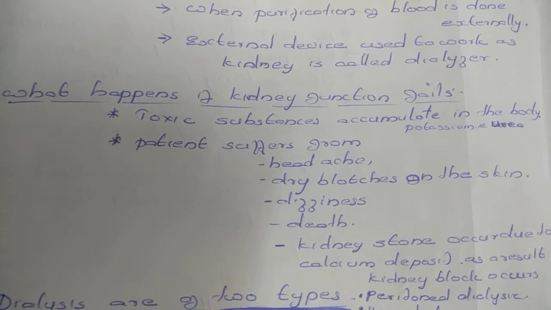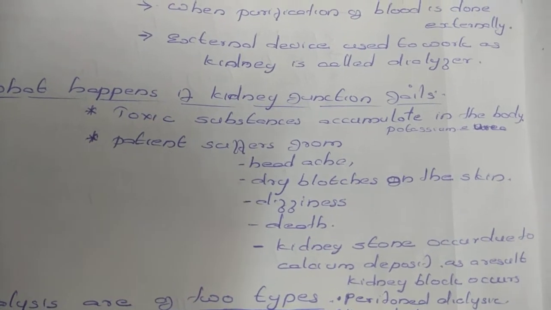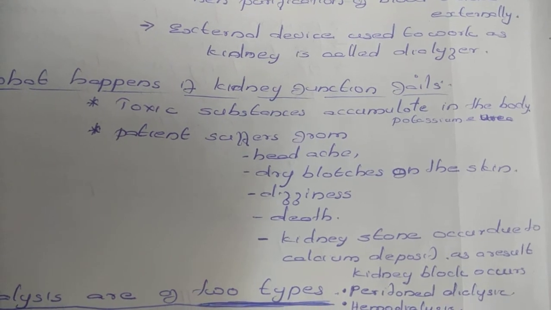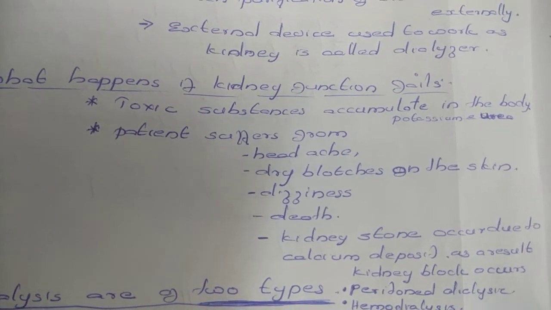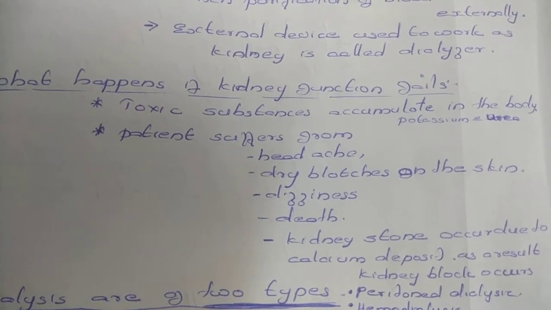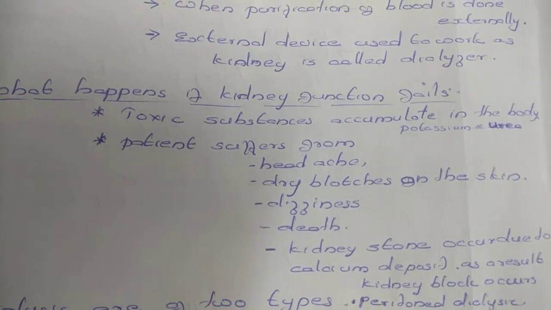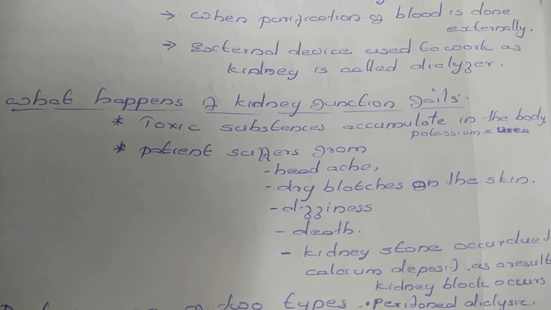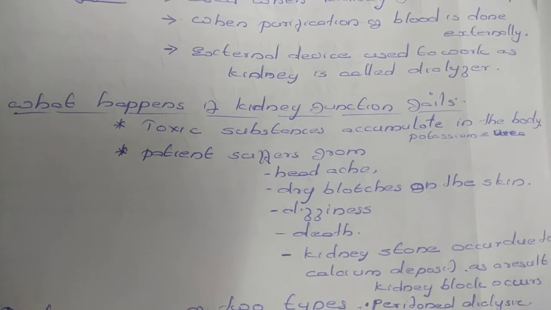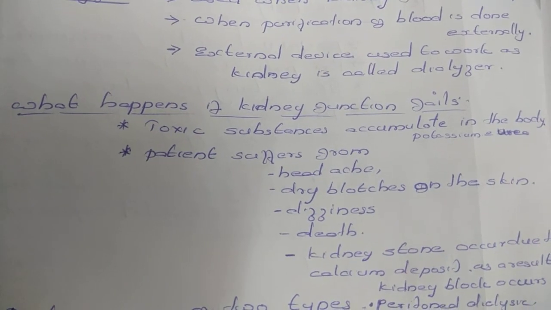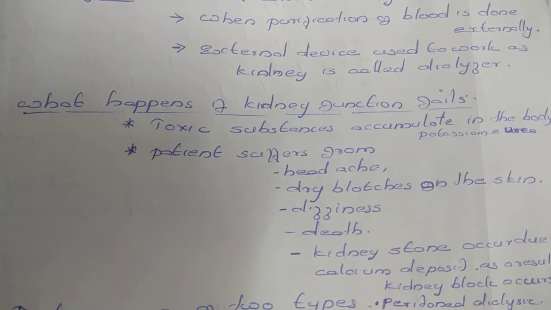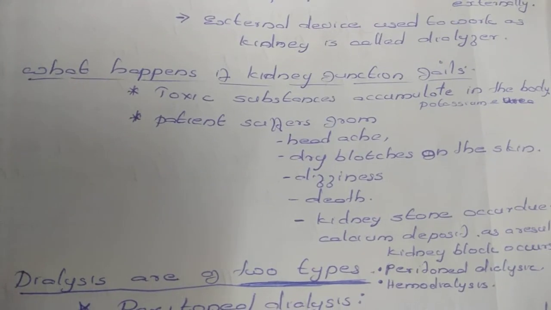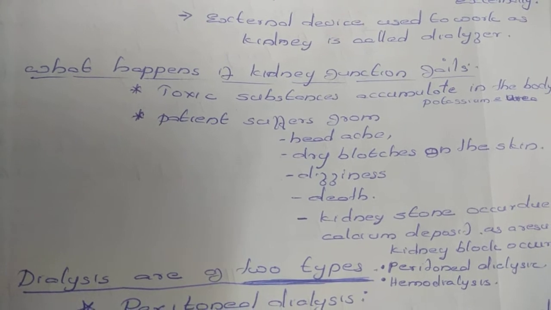And sometimes kidney stones accumulate in the body, and as a result calcium deposits. As a result, kidney blockage occurs. So these unwanted toxic substances are to be removed externally when the internal functions fail. That process is known as dialysis. There are two types of dialysis, that is peritoneal dialysis and hemodialysis.